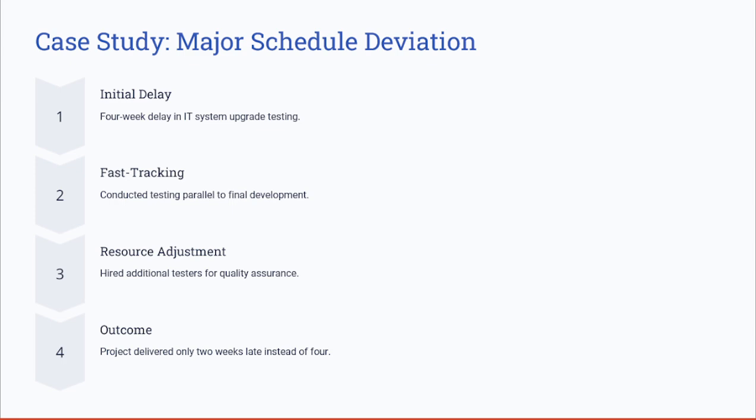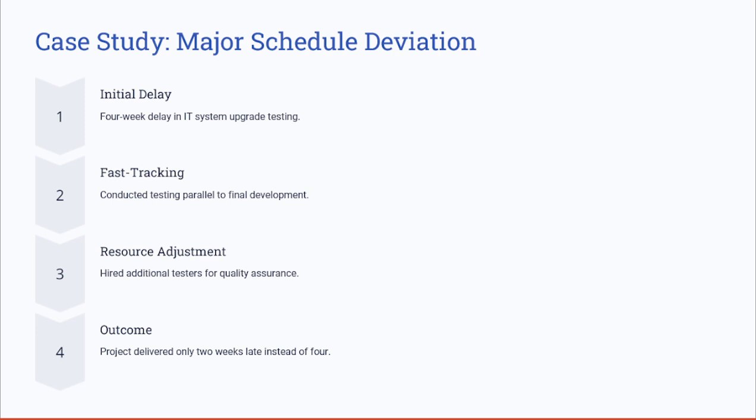The recovery action taken here was implementing fast tracking. How to implement fast tracking? By conducting testing parallel to final development. Also, you as a project manager hired additional testers to speed up the quality assurance. You also reprioritized the lower risk features for later releases. By following these corrective actions, the project was delivered only 2 weeks late instead of four. So it took only 6 and a half months, not 7 months.